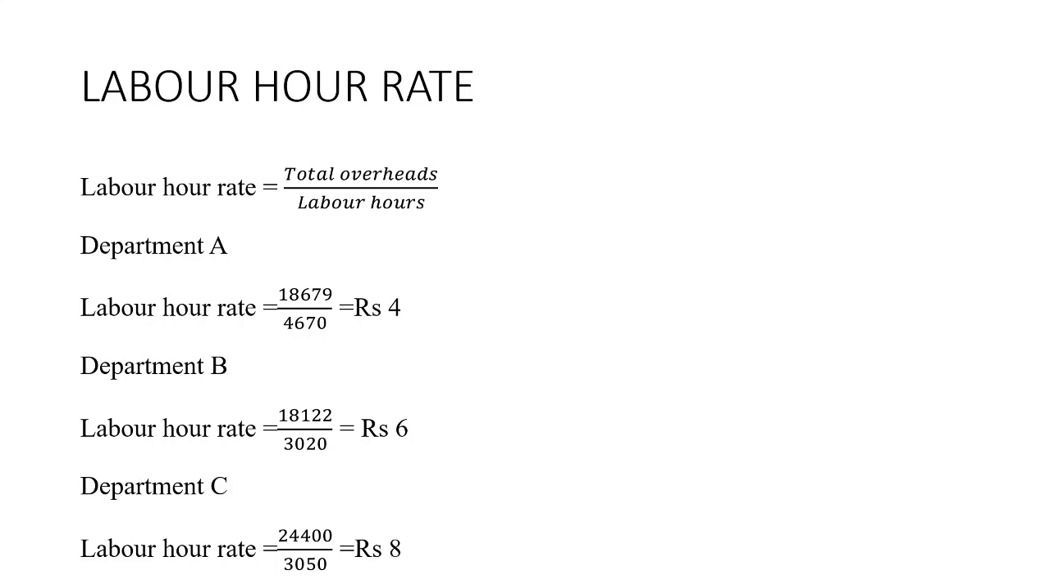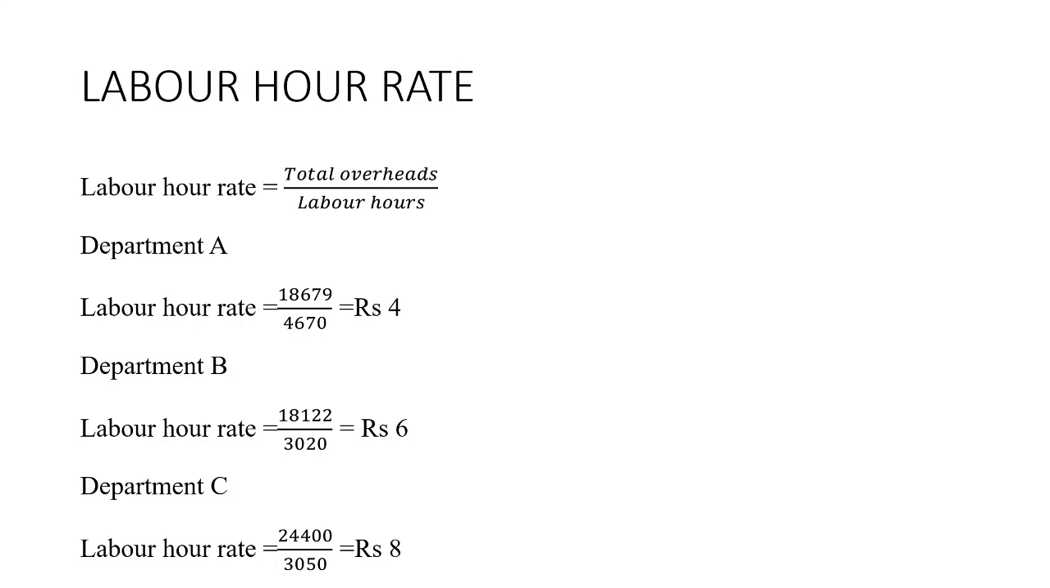Now we have different departments. So department A, the labor hour rate is equal to 18,679 divided by 4,670, which is equal to rupees 4. For department B, labor hour rate is equal to 18,122 divided by 3,020, which is equal to rupees 6. For department C, labor hour rate is equal to 24,400 divided by 3,050, it is equal to rupees 8.